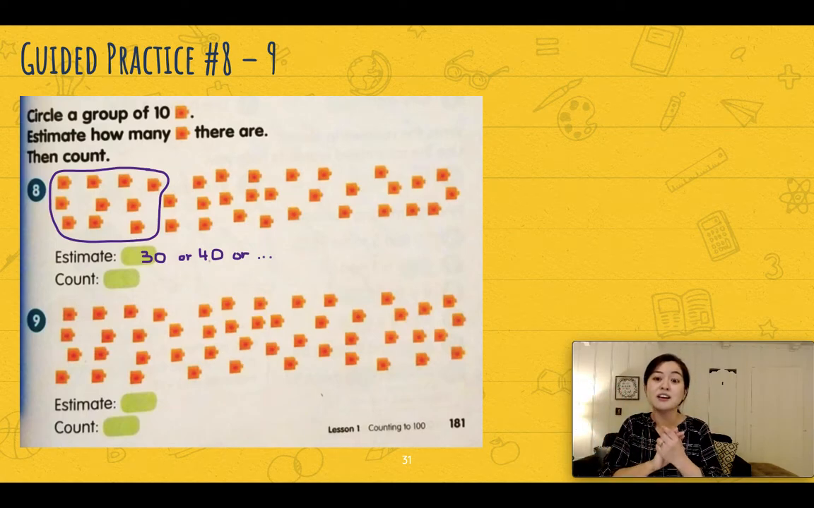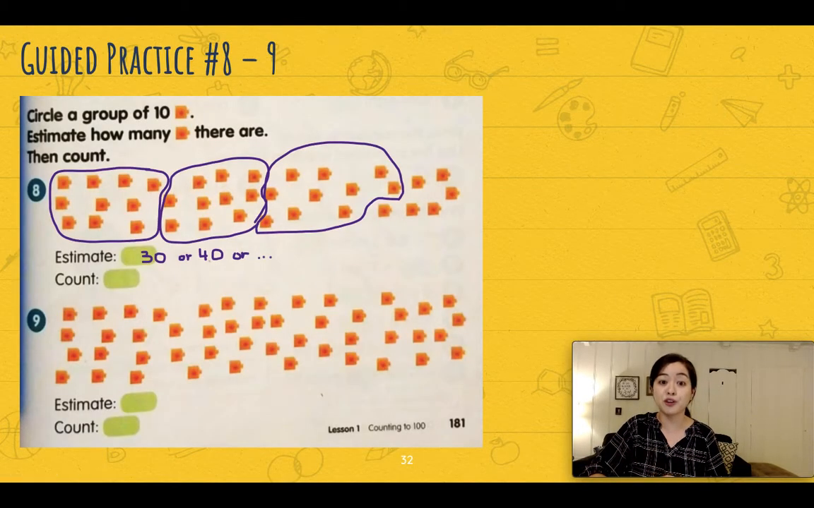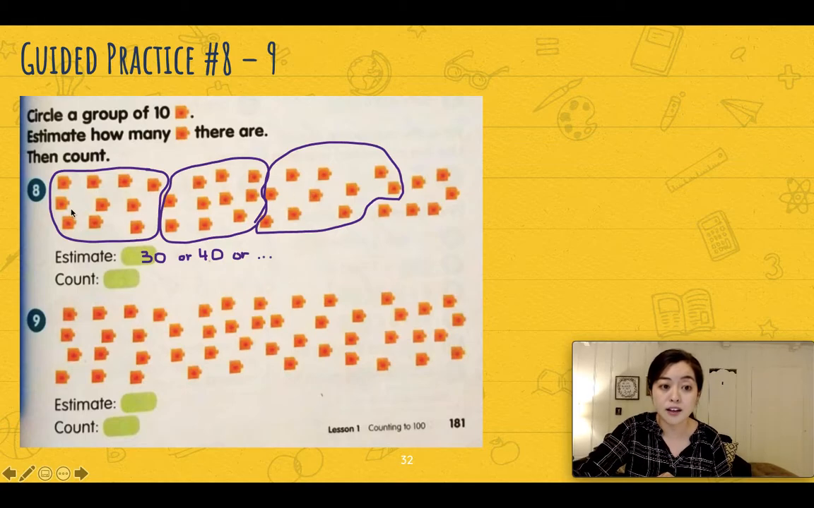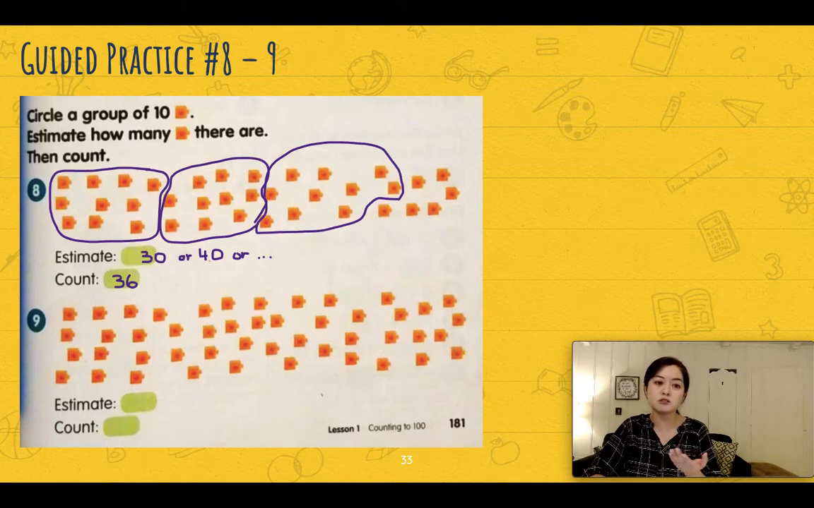Now let's count the actual amount, okay? So I'm going to circle all the groups of 10 that I can make, okay? So let's see, I have 10, 20, 30, 10, 20, 30, 31, 32, 33, 34, 35, 36. So my actual amount is 36. Okay, and you can see my estimate is close to 36 if I put 30 or 40 or 35.